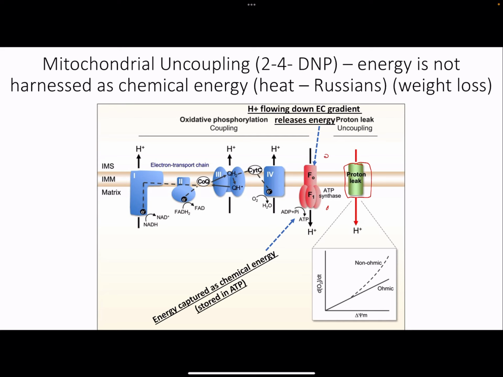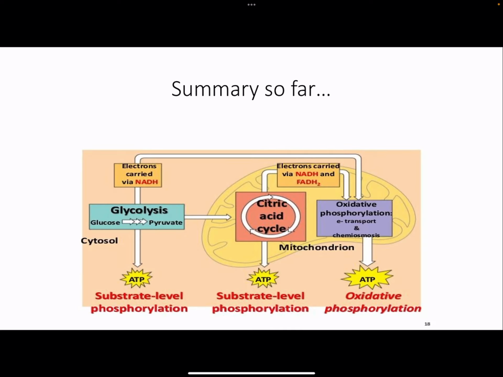A lot of people used this as a weight loss drug until it worked too well and people started dying, right? That's because you're cheating your body. You could eat a lot of food and not get that much energy from it, is the idea. I think Russian soldiers also used it during World War II, because if you're not capturing the chemical energy as ATP, then the energy's got to go somewhere, and it just becomes heat. So it would heat people up.